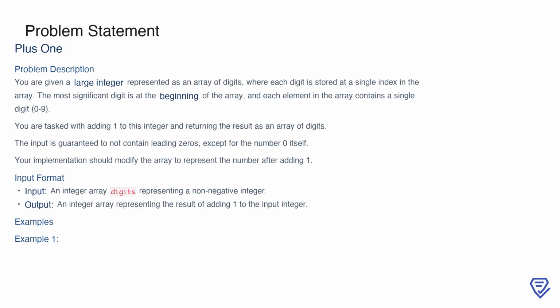Here, you are given a large integer represented as an array of digits, where each digit occupies a single index in the array. The most significant digit, which is the leftmost one, appears at the beginning of the array. Each digit in the array is a number between 0 and 9. The task is to add 1 to this integer and return the result as an array of digits. Additionally, the input is guaranteed to have no leading zeros unless the number itself is 0. Your solution should modify the array to reflect the updated number after adding 1.